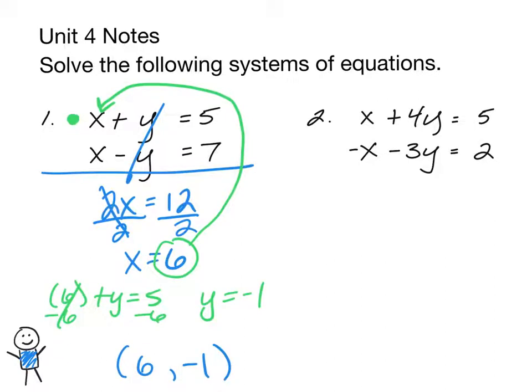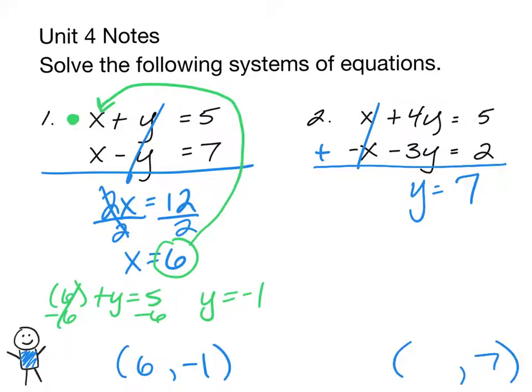Now take a look at example 2. You're making sure that the y's and the x's and the numbers are lined up, and we're looking for anything that'll cancel in the columns, and it looks like this time the x's will cancel. So let's begin that process. If I add my columns, the x plus negative x cancels. Continuing, 4y plus negative 3y leaves me with just 1y, or y. 5 plus 2 gives me 7, and there's half of my answer.